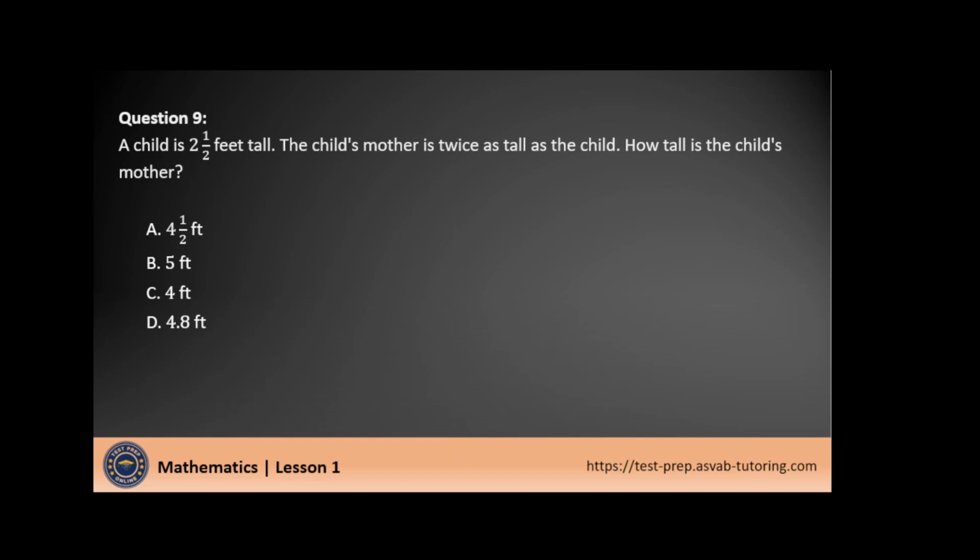Question 9. A child is 2.5 feet tall. The mother is twice as tall as the child. How tall is the child's mother? Twice as tall, so that means we're going to multiply 2.5 by 2.